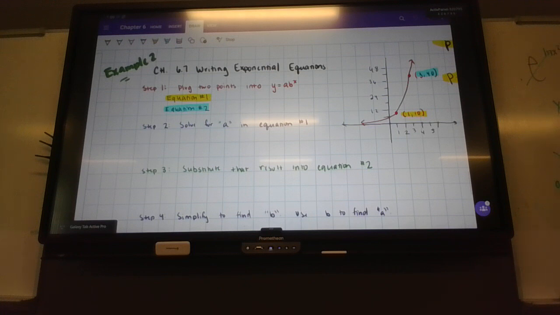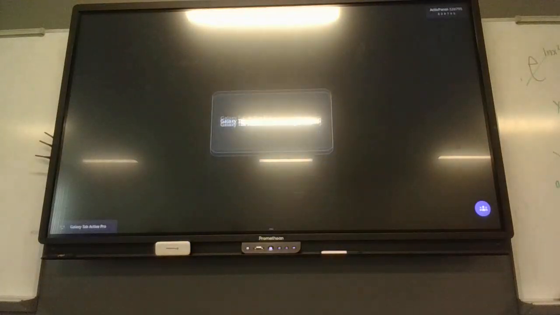So chapter 6.7 is writing exponential equations. And I got it down to 4 steps here. These steps really match closely with example 2. So if you like just looking over the steps in the book, they're there. Example 2 is a good one. But I will wait a couple of minutes to give you time to look at it.